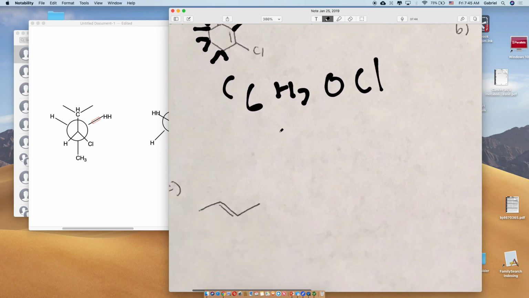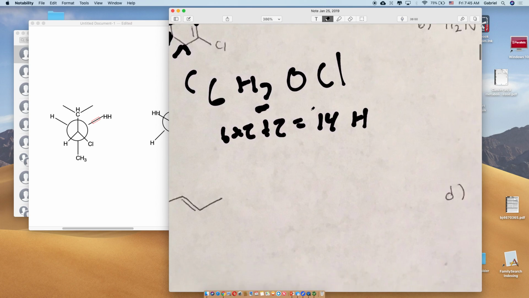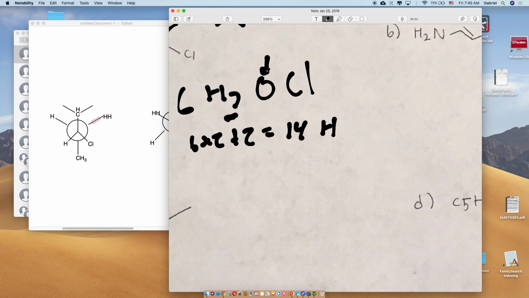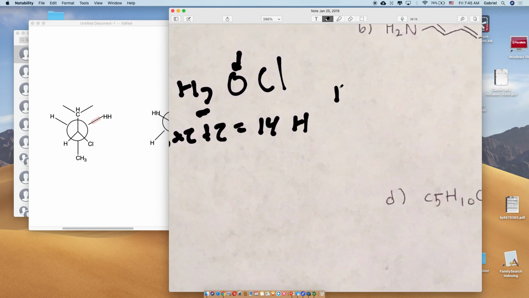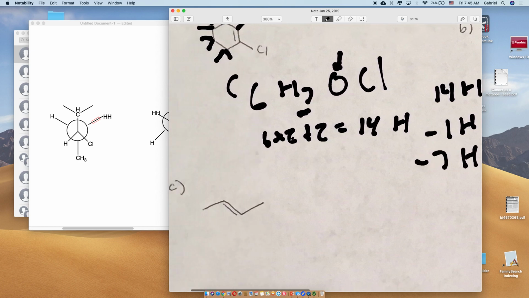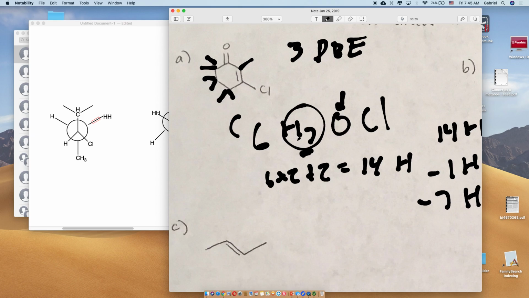So in the normal alkane, we'd expect 6 times 2 plus 2, 14 hydrogens total, but we've only got 7. So somehow the shape of this ring has to be contributing to us losing hydrogens. The oxygen does not change the number of hydrogens in the molecule overall. The chlorine, however, does cause us to lose 1. So we take 14 hydrogens, subtract 1 hydrogen for the 1 chlorine, and we have to subtract out, this is very important, the original 7 hydrogens that we experience in the formula.